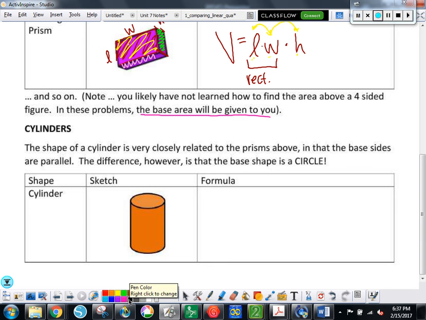So now we're going to talk about cylinders. Cylinders are very similar to a prism. Prisms, I just said prism. Prisms are, ooh, what's the right word?